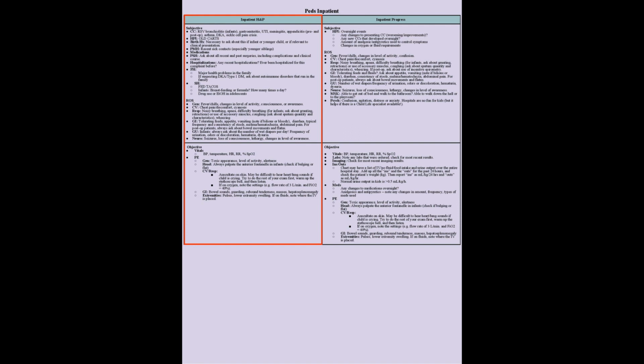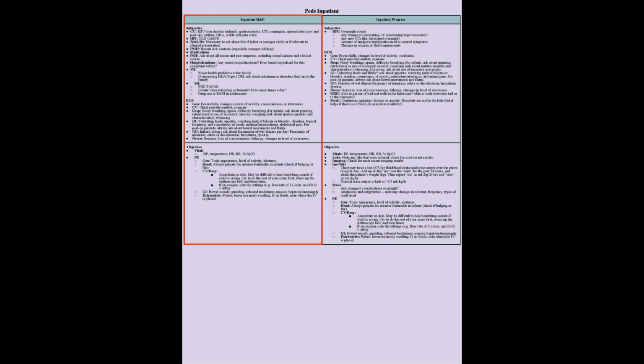Are they having diarrhea, what their typical frequency and consistency of stools are. And then if a patient is post-op, you always want to ask whether they've had a bowel movement or have passed flatus. Okay, and then for infants, you want to ask about the number of wet diapers per day. For older kids, you're going to ask about the frequency of urination, if they have any pain or discoloration with their urine as well. All right, okay, so then for objective, you want to keep in mind the vitals.